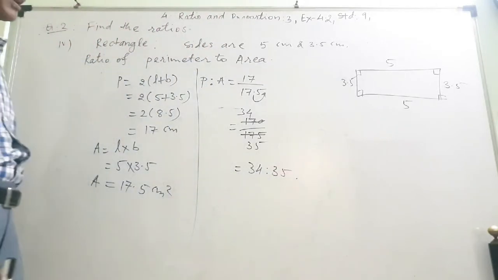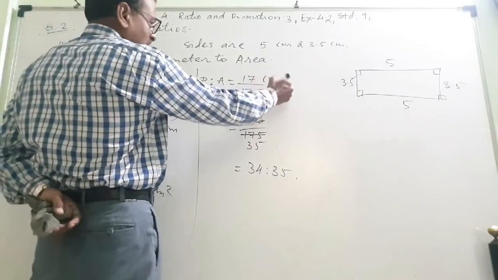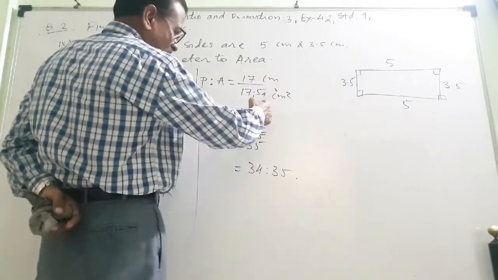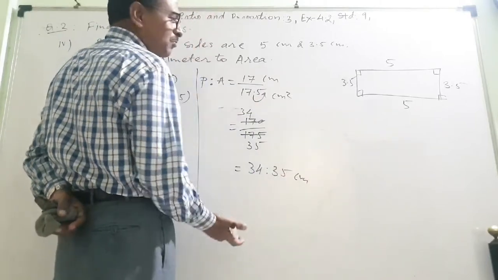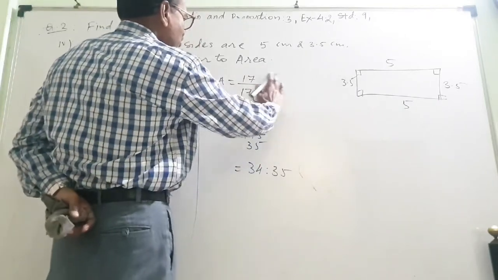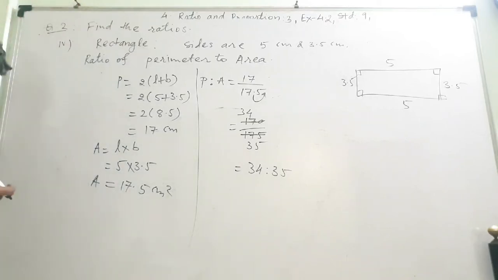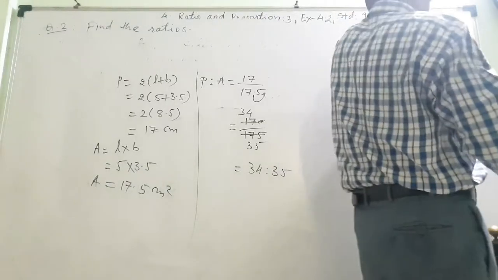This is only in the magnitude, but in units, this is cm square, this 1 cm will cut. Here it will remain cm. But for ratio there are no units. That's why we cannot write these units. This is numerically. Hope that you have understood this question number 2.